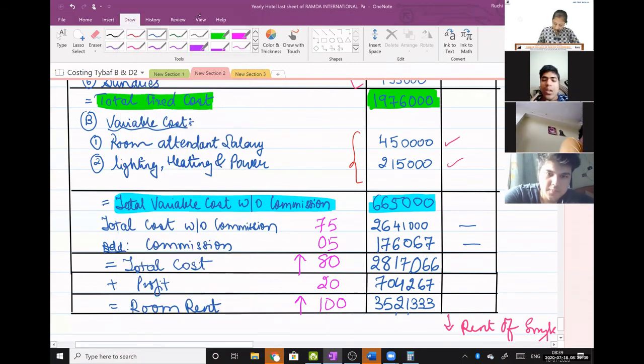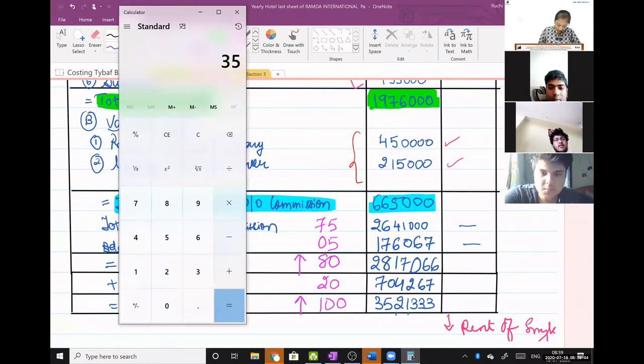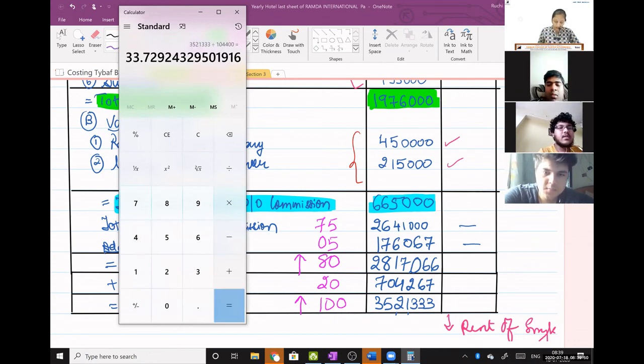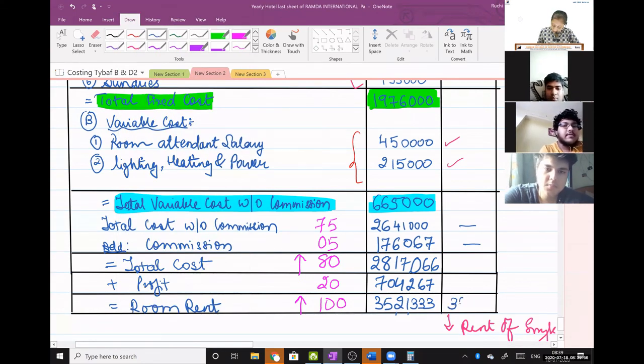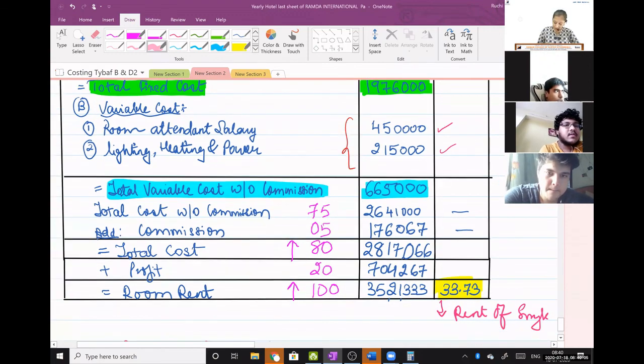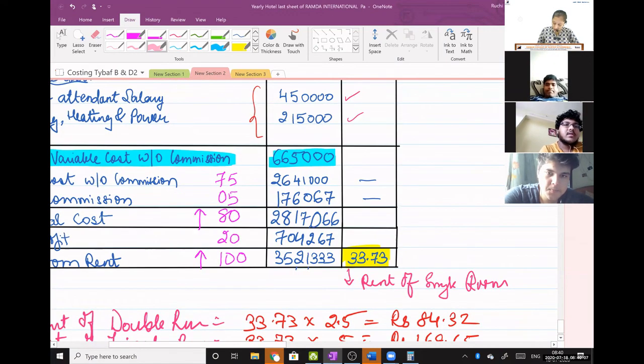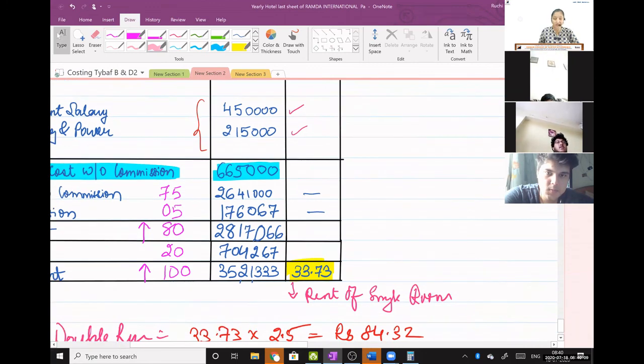And then what we need from this answer: 35 lakh 21,333 divided by my room days, 1 lakh 400. So 33.729, make it 33.73. This is my final answer. Understood? This is called the rent of a single room.